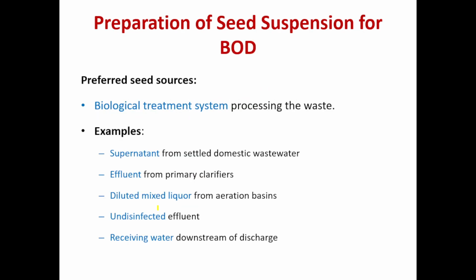The second thing is the preparation of seed suspension for the BOD test. The preferred source for seed is a biological treatment system. For example, we can use supernatant from settled domestic wastewater as seed. We can use effluent from a primary clarifier as seed. We can use diluted mixed liquor from aeration basins as seed. Undisinfected effluent we can use as seed. Receiving water downstream of discharge we can use as seed.